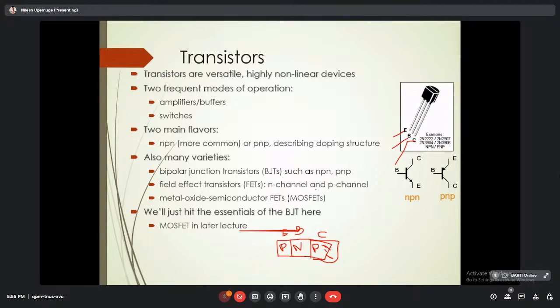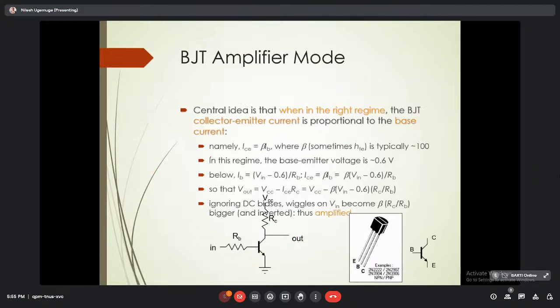Then it has N channel and P channel FETs. Another category is the MOSFETs, metal oxide semiconductor field effect transistors. We will just hit the essentials of the BJT here. We'll discuss the MOSFET in the next lecture, because it's a different one.